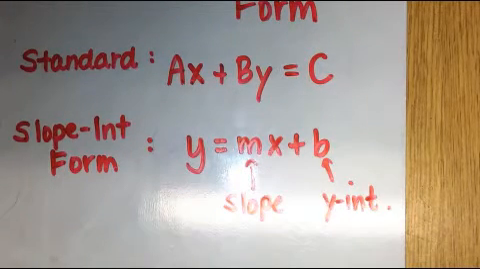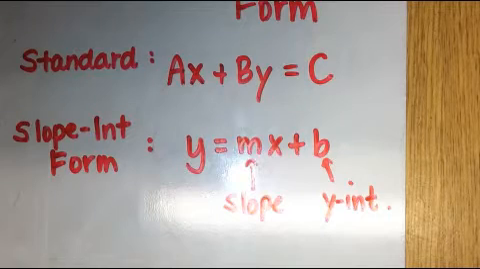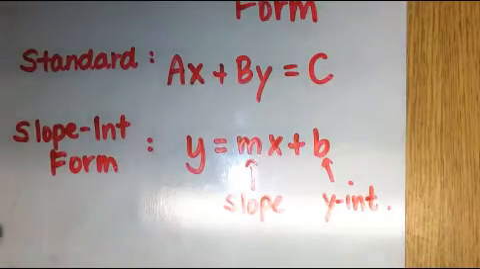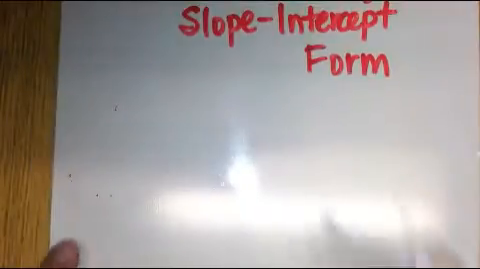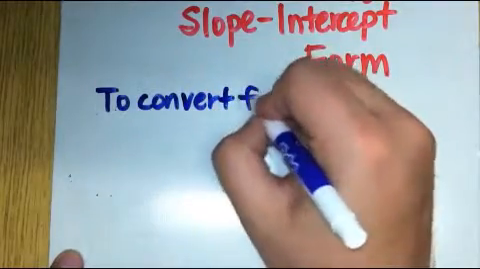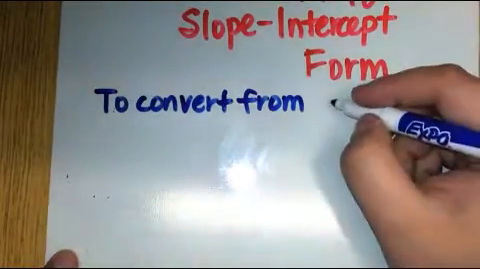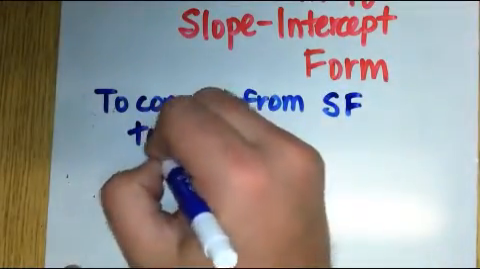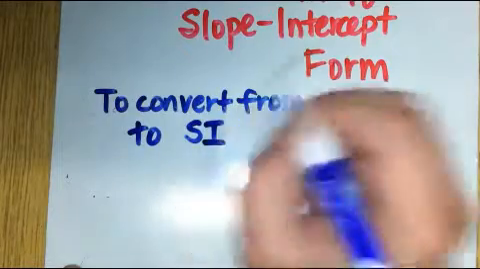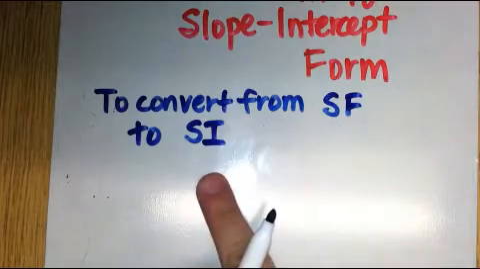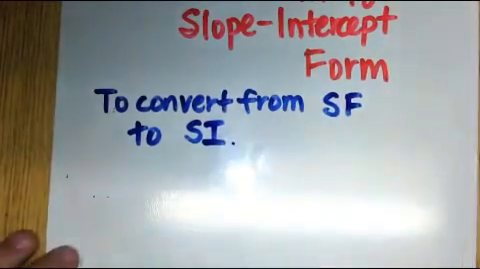But the catch is going to be for today, what if I give an equation that's not already starting in y equals form? How do we do that? Okay? So, to convert from standard form, and I'm just going to abbreviate here, SF, standard form, to slope-intercept form, I'm going to use SI here just for consistency. Standard form, slope-intercept form. And I always just teach this in two steps.